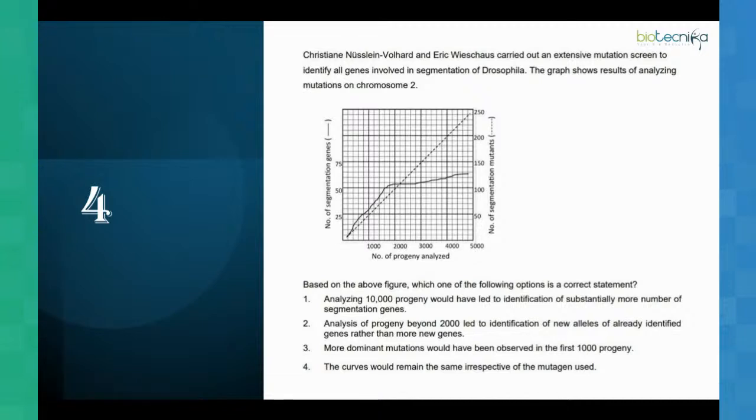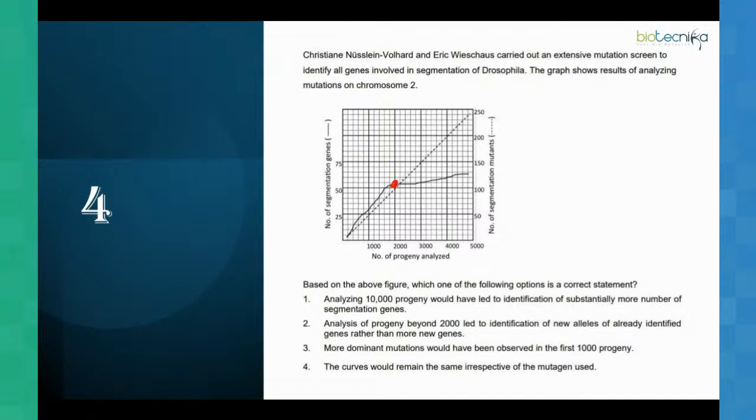It is saying that if we would have continued our analysis till 10,000 progeny, then the number of segmentation genes might have increased more substantially. Now, is that the trend that this segmentation gene curve is showing? This solid line is for segmentation gene. So the number of segmentation genes identified was increasing till 2000 progeny. After this point, from 2000 to 5000, you can see that there is barely any increase in the number of segmentation genes.